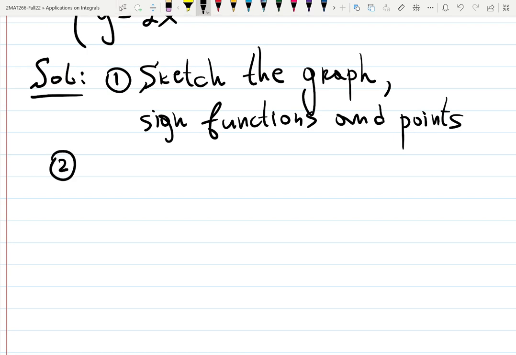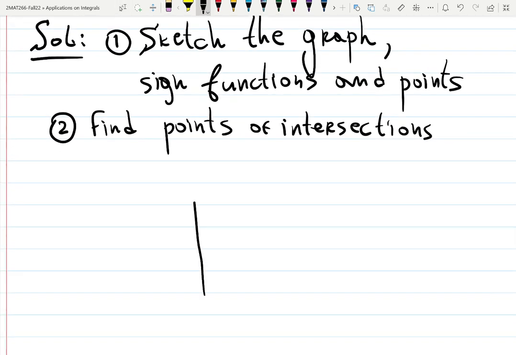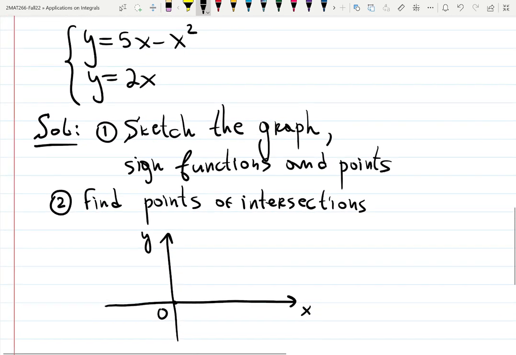Step 2. Find points of intersections. So let's do that and then proceed. Let's sketch the graph. Y-axis and x-axis, 0. Now we want to sketch those 2 functions.